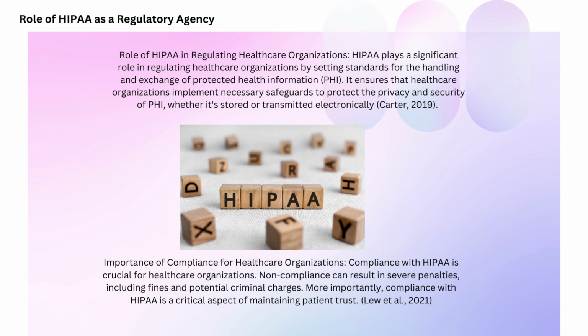The role of HIPAA in regulating healthcare organizations. HIPAA plays a significant role in regulating healthcare organizations by setting standards for the handling and exchange of PHI. It ensures that healthcare organizations implement necessary safeguards to protect PHI, whether it's stored or transmitted electronically. That's all we did, everything was completely online with UHC. HIPAA also regulates the use of PHI, limiting the circumstances under which it can be disclosed without patient consent. And that was also a very crucial part of my role.